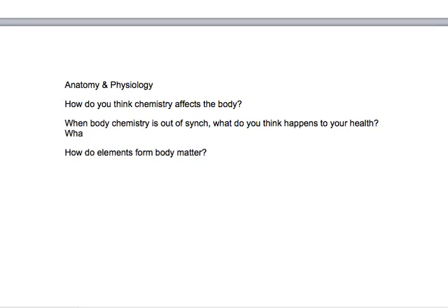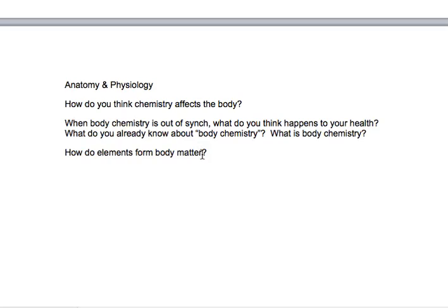What do you already know about body chemistry? Or what is body chemistry? I wouldn't put all of these together in one, but I would maybe choose one as kind of an engager question to get them just to start thinking.